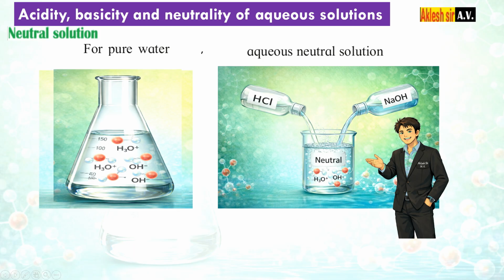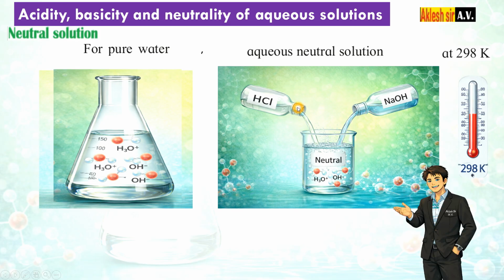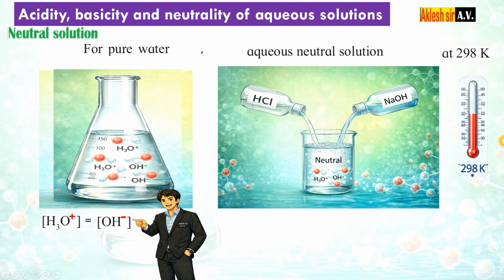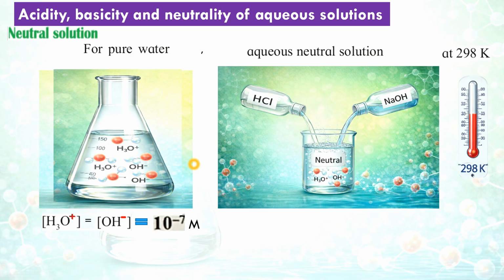concentration of hydronium ion and hydroxide ion concentration both are equal in the neutral solution. So at 298 Kelvin, for pure water or in aqueous neutral solution at 298 Kelvin, always remember that H3O+ concentration and hydroxide ion concentration is always equal, and it is equal to what? 10 raised to minus 7 molarity. Okay, so always remember at 25 degrees Celsius or 298 Kelvin, hydronium concentration is 10 raised to minus 7, OH- concentration also 10 raised to minus 7.